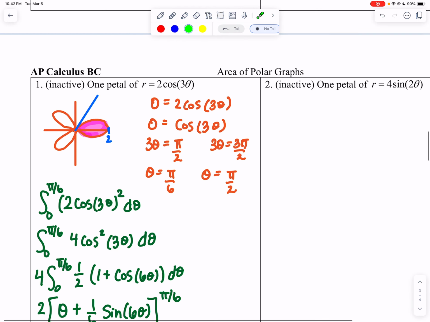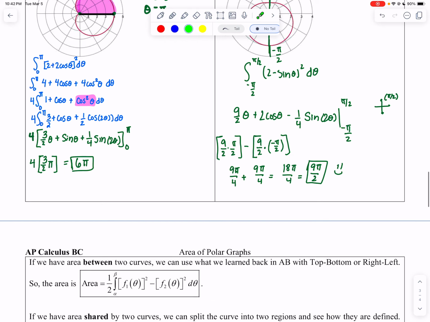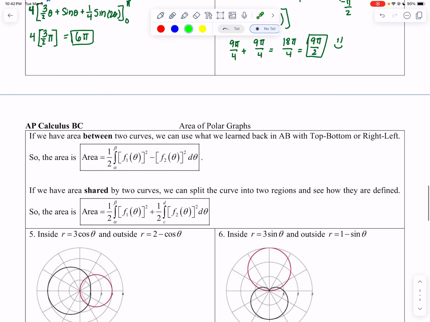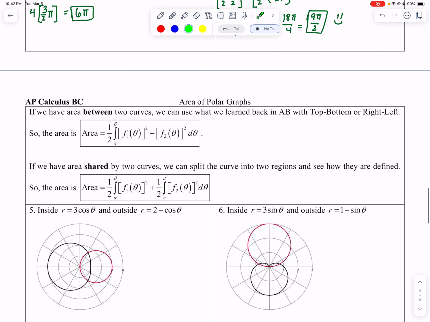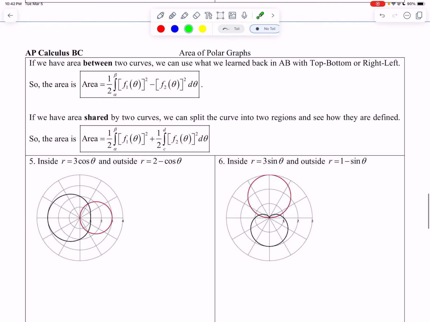All right, in the next video, we are going to be talking about area between two curves and area shared by two curves. So that's going to be a little extension to top minus bottom and right minus left that we did back in AB. And that's going to be the next video.